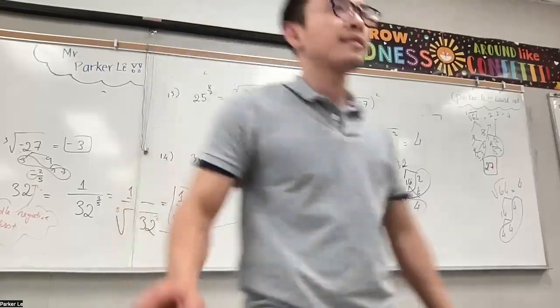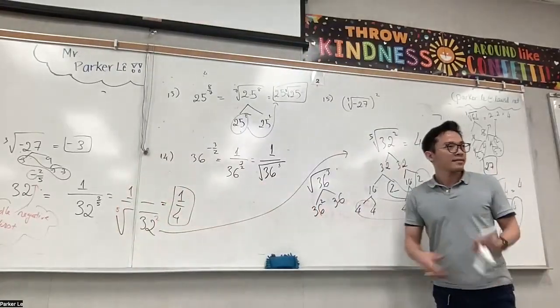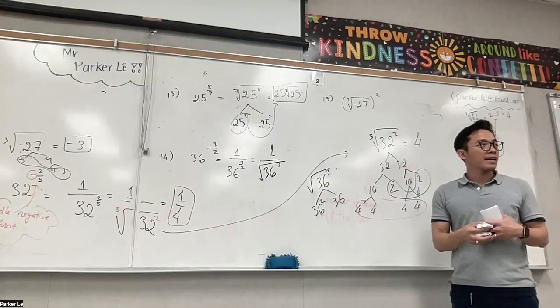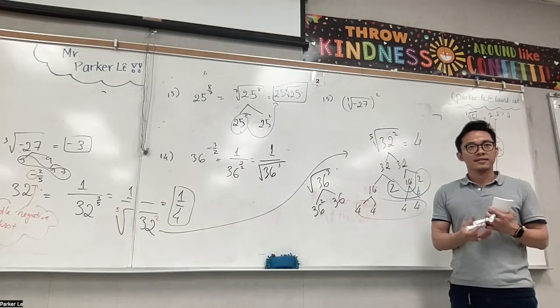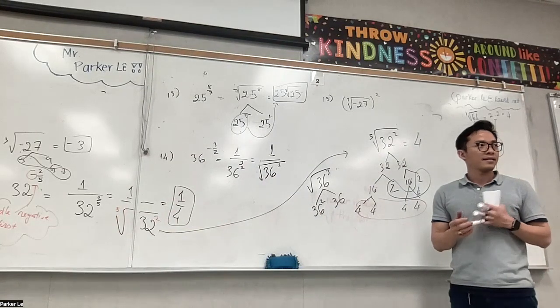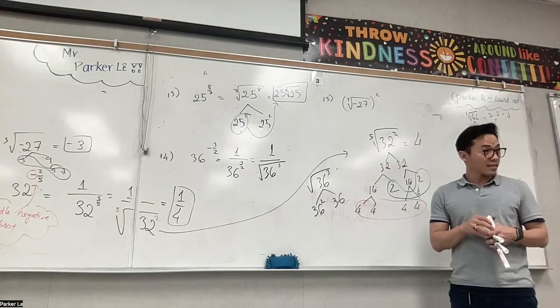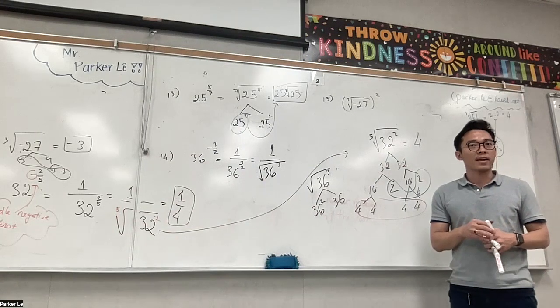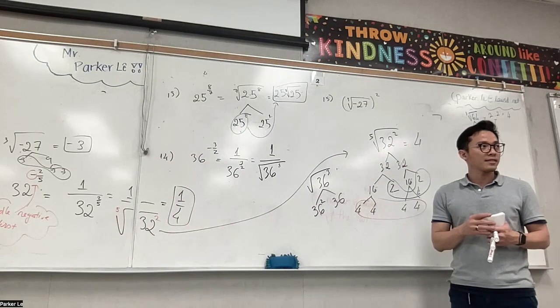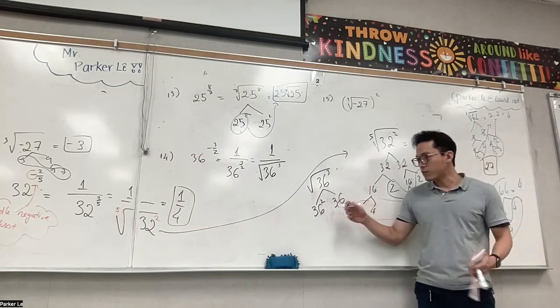What did you get for this? Did anyone get the answer? $2.16 is correct. If you got $2.16, it's correct. Did you get $2.16? Okay. How do you get $2.16?